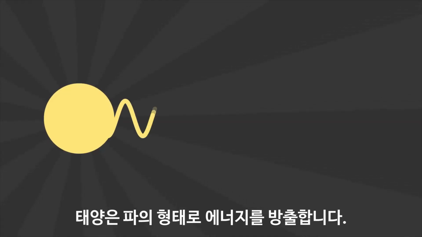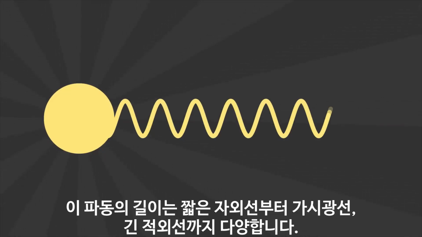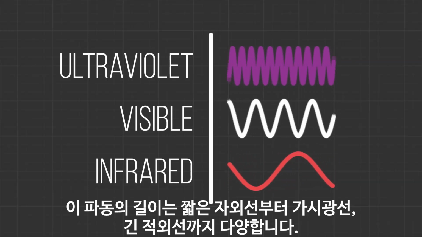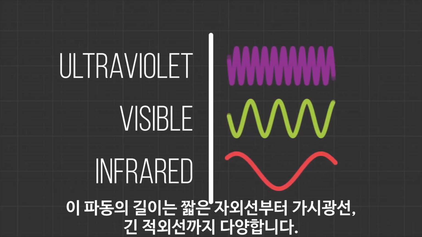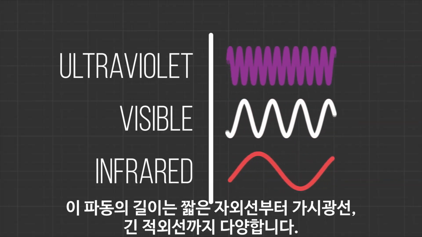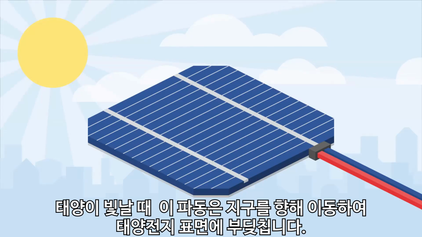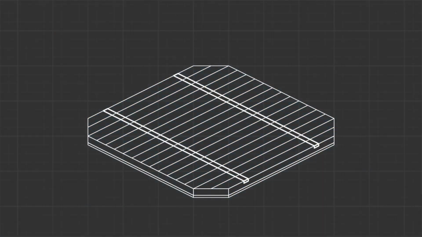The sun emits energy in the form of waves. These waves can range in length from short ultraviolet waves through the rainbow of the visible spectrum to long infrared waves. When the sun is shining, these waves move towards the Earth and hit the surface of the solar cells. Let's take a closer look.